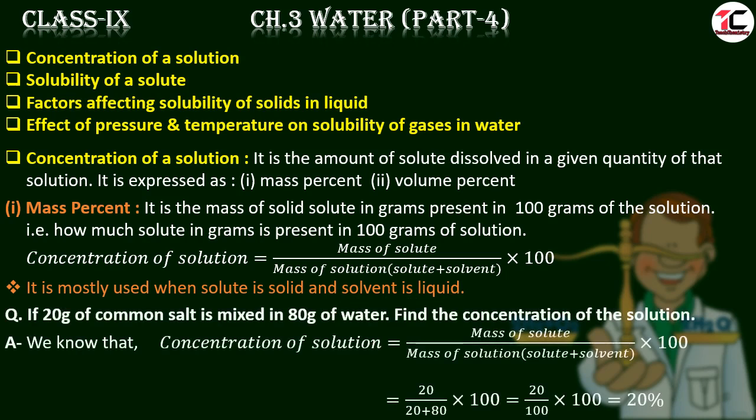If 20 gram of common salt is mixed in 80 gram of water, we have to find the concentration of the solution. We know that concentration of solution is equal to mass of solute by mass of solution into 100. Mass of solute is 20 gram and mass of solution we will add solute and solvent. 20 plus 80, it becomes 20 by 100 into 100, then it becomes 20%. So concentration of the solution here is 20%.